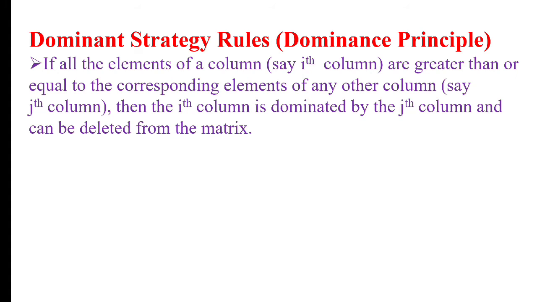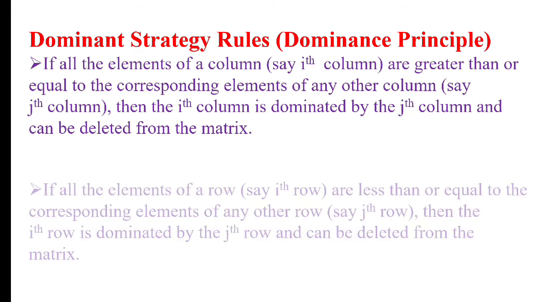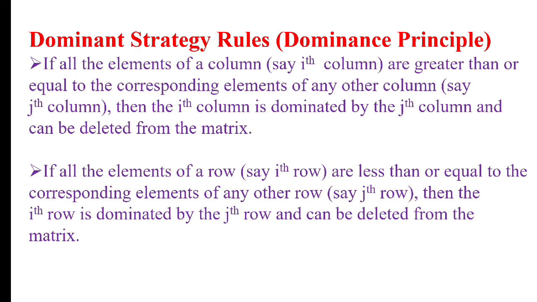Similarly, column-wise, if any two or more columns are compared and one column is maximum to the other columns, then the maximum will be deleted. Remember: row minimum, column maximum. If all the elements of a row are less than or equal to the corresponding elements of any other row, then the row is dominated by the jth row. That can be deleted from the matrix.